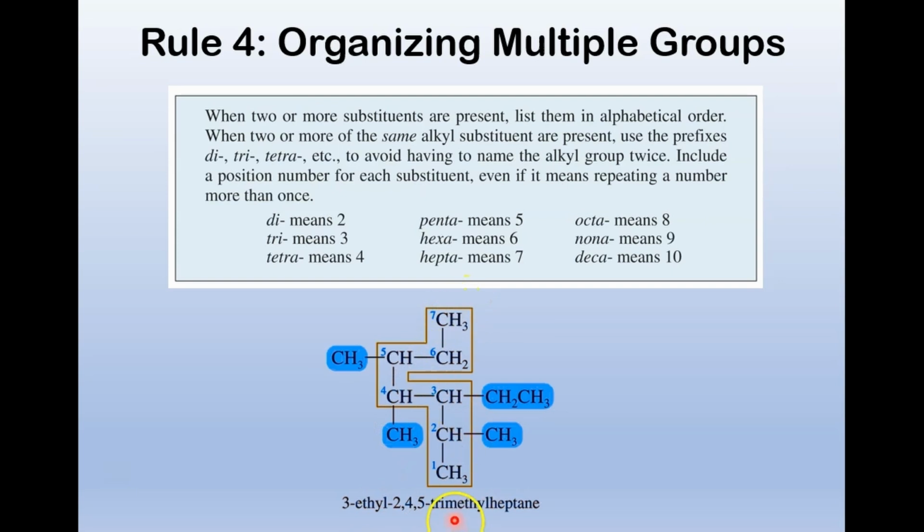And so here we saw that we could maybe choose chains of lesser length. We want to start from this end where we have the substituent on the second carbon. If we started here, we'd go 1, 2, 3 and have our first substituent on the third carbon. So we come up and we name this 3-ethyl-2,4,5-trimethylheptane for a 7-carbon chain.